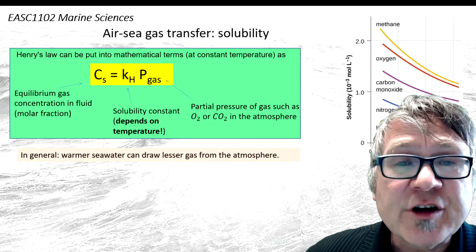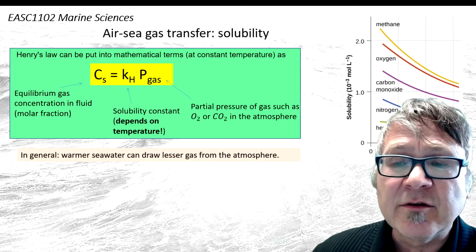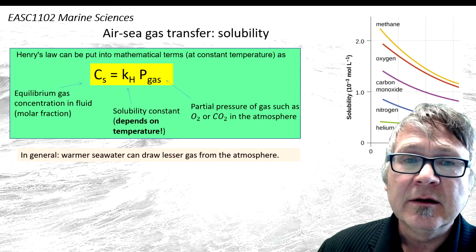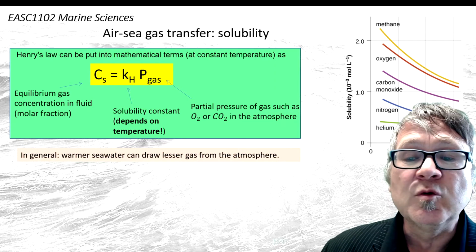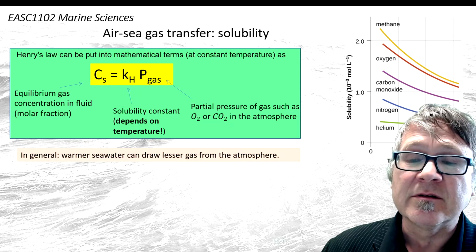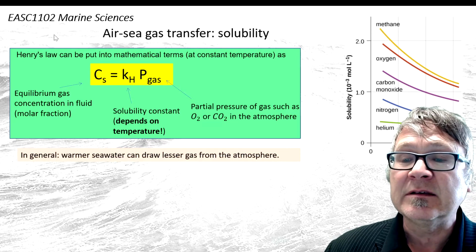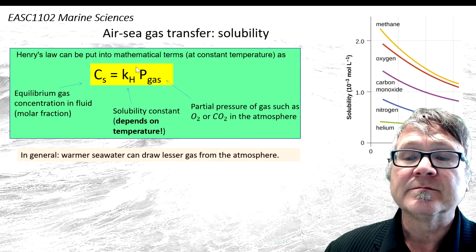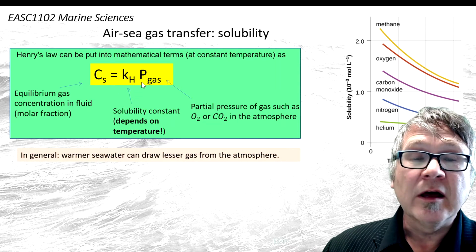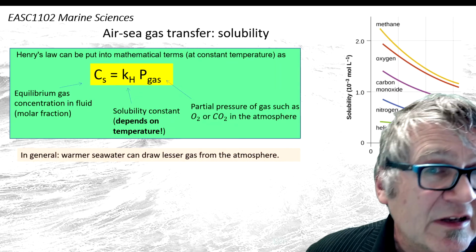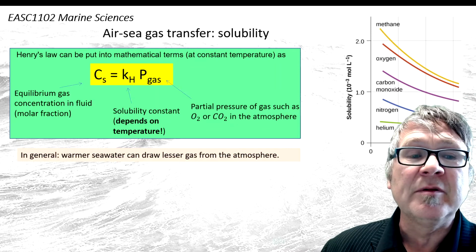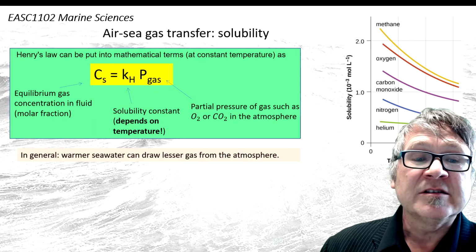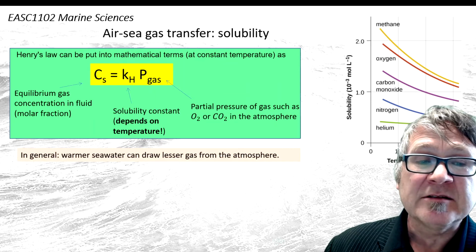And there's a relationship between this equilibrium gas concentration and the partial pressure of the gas in the atmosphere. The link between these two is called a solubility constant, and this little equation has the KH here. Now the important piece of understanding is that this solubility constant depends on the temperature.